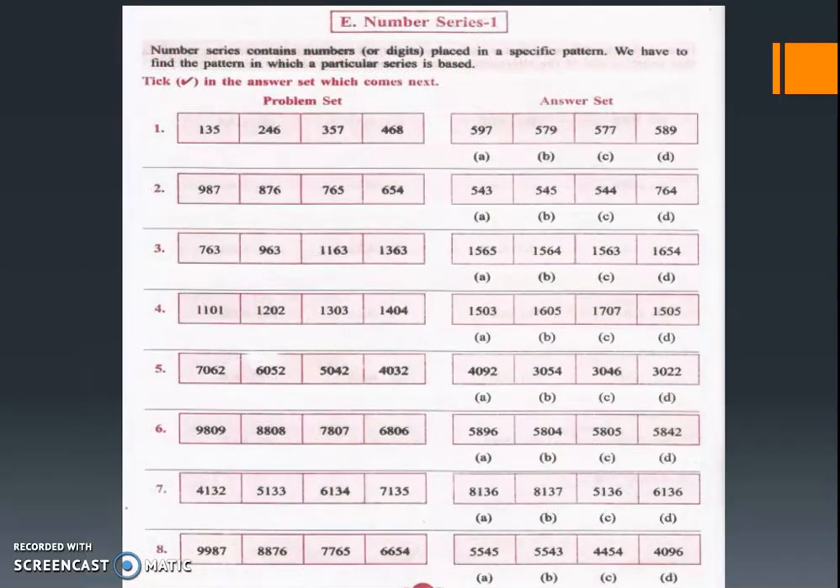Next, it is one very easy one, because compared with the letters, numbers are very easy, right? You have to identify the difference between those numbers and check whether the same pattern is being followed or not. See here, tick the answer which comes next, they asked. So the first one is 135, then 246, 357, 468.